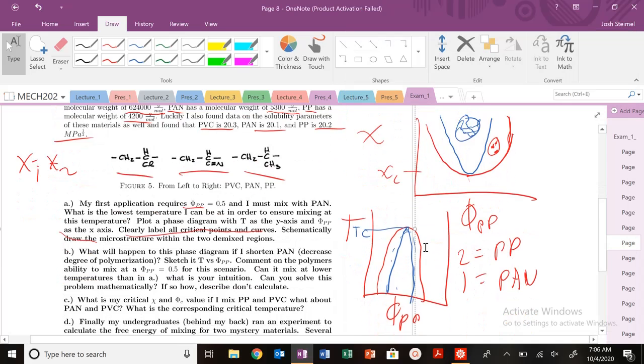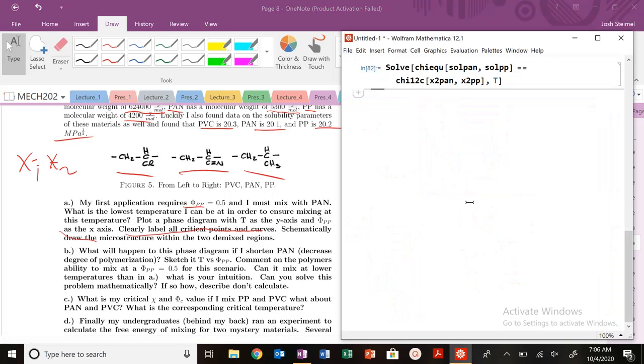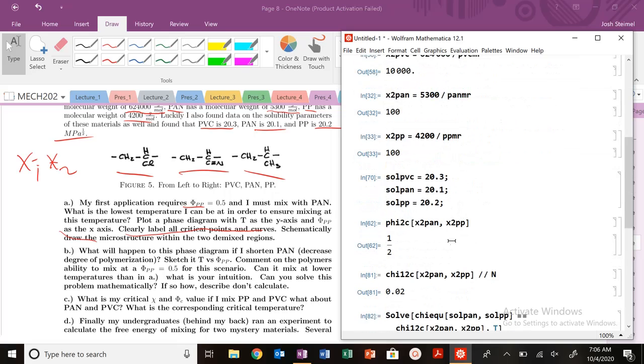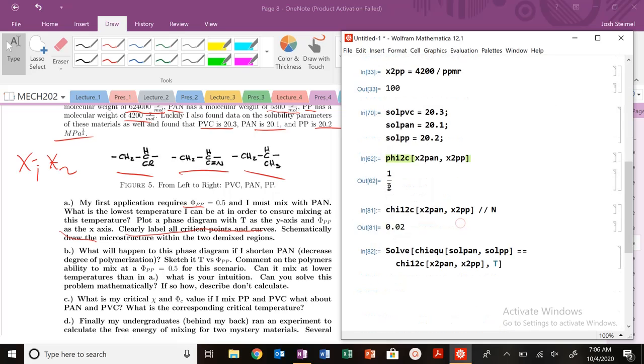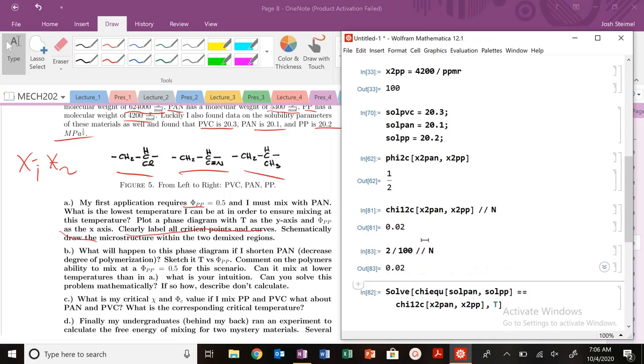Critical chi and our temperature as a function, we need to get our parameters. So what is our critical phi c? What is our critical chi c? So let's go ahead and solve that in Mathematica. To get my critical phi c, I just plug in for my PAN and PP. It's at a half as we expected, symmetric. For my critical chi c, it's this 2 over 100, 2 divided by 100. If you look back through the notes for symmetric polymer mixing, we get this critical chi parameter.